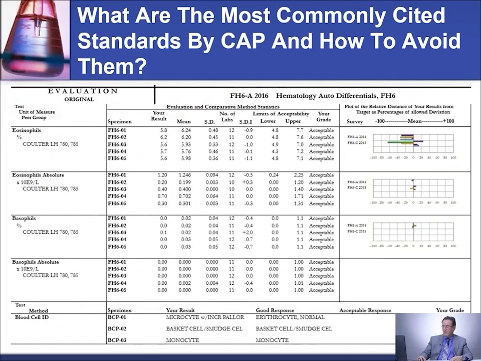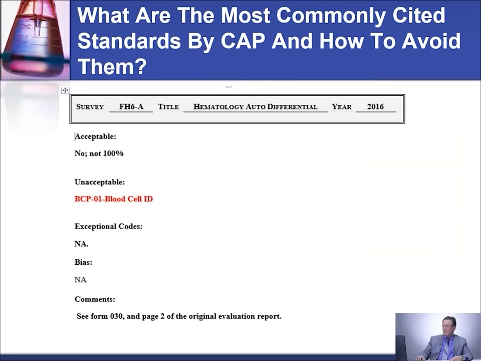instrument or equipment. So to give you a live example, like with this one, a blood cell ID, the technologist reported it as microcytes, and the good response was just normal RBC. Okay, so you need to fill out the evaluation report. Acceptable, no, not 100%. Unacceptable, you put the test that was out. Exception code NA, bias NA, and then under comment you can write something like see form theory.